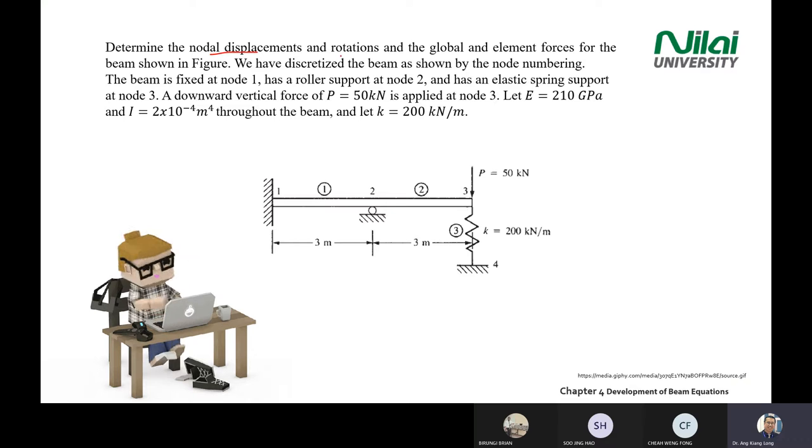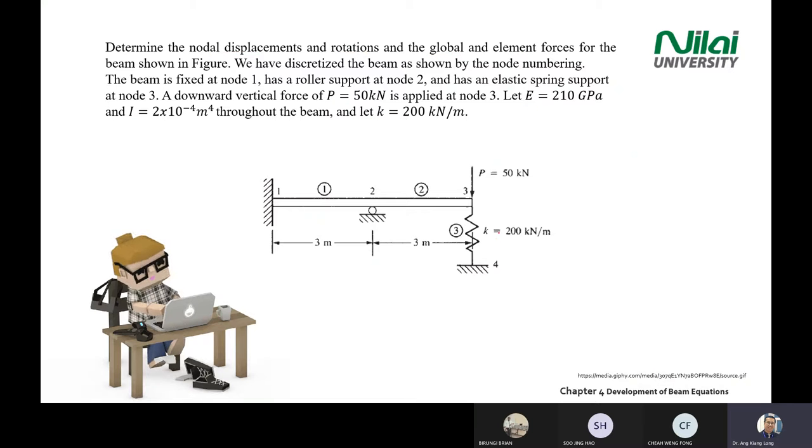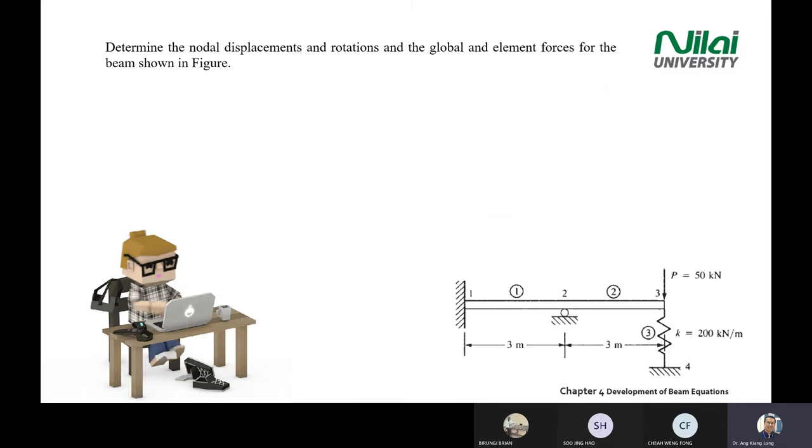All right. Now, again, you look at the question, it's almost the same. You need to find the displacement, rotation, global element forces, and so on. You are given the external force, E given, I given, K of the spring is given, and so on. Now, this question is combining the chapters for the spring and also for beam together. All right. So now I want you to focus on the steps itself. Actually, we keep repeating the same steps. So check whether you know how to spot the same procedure.